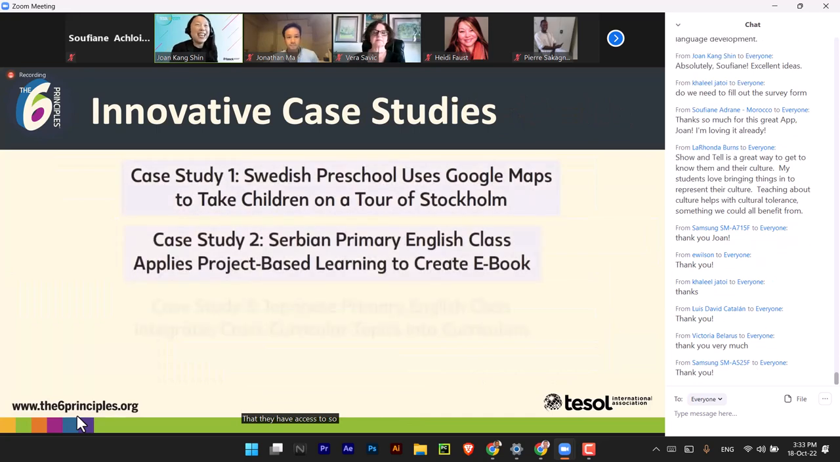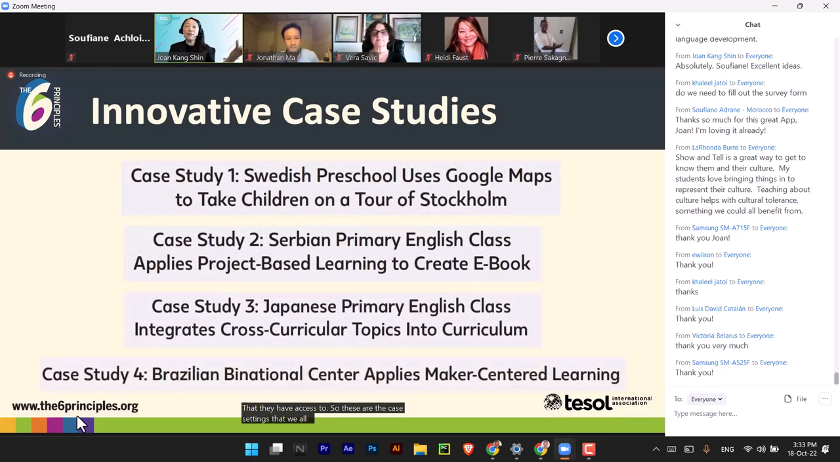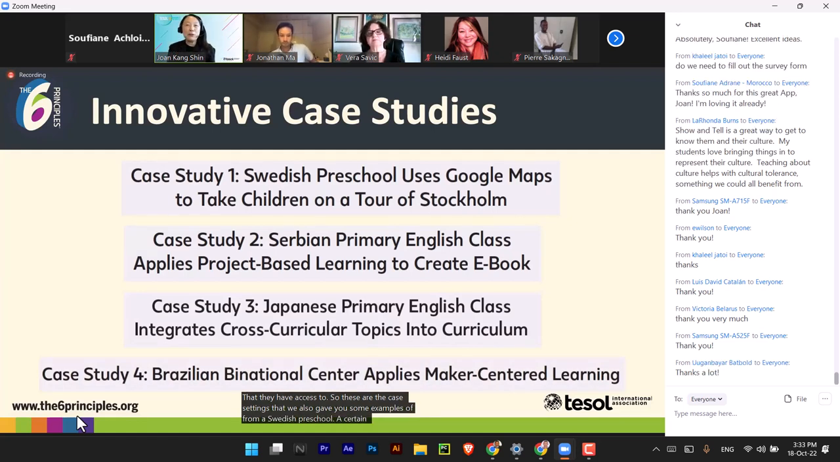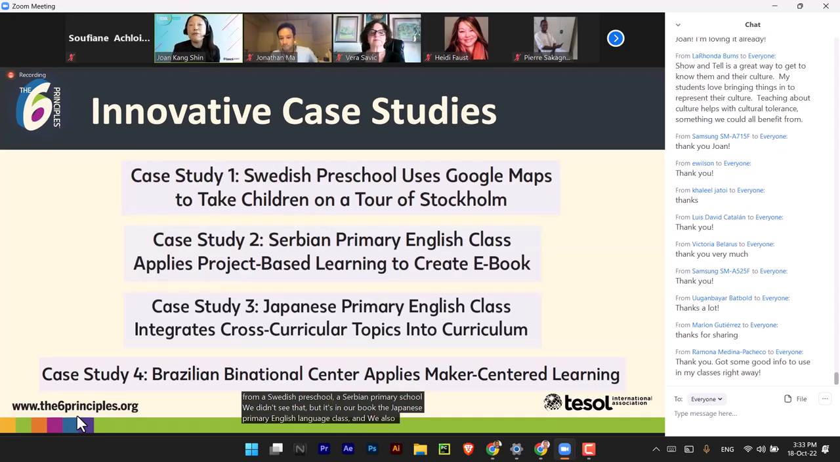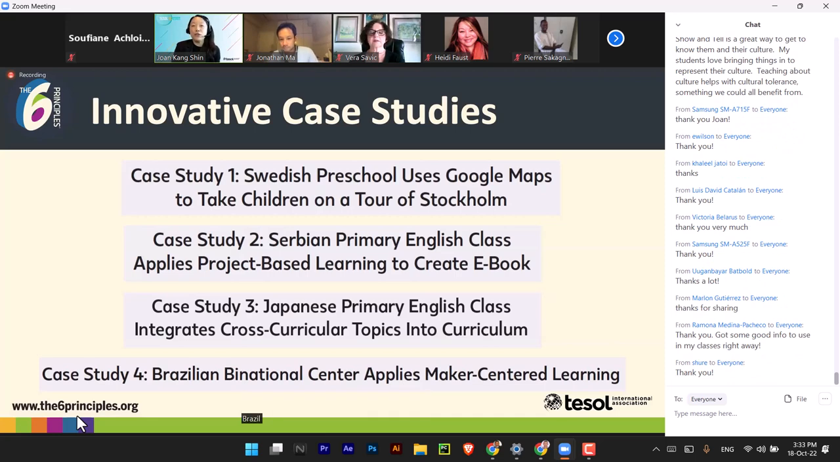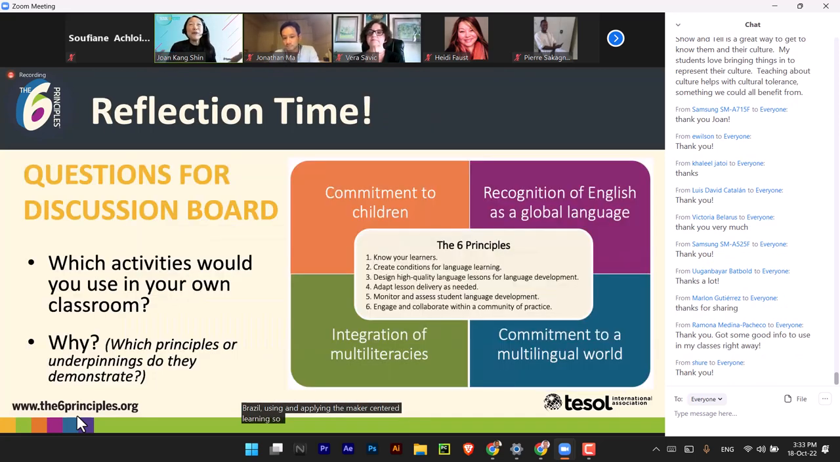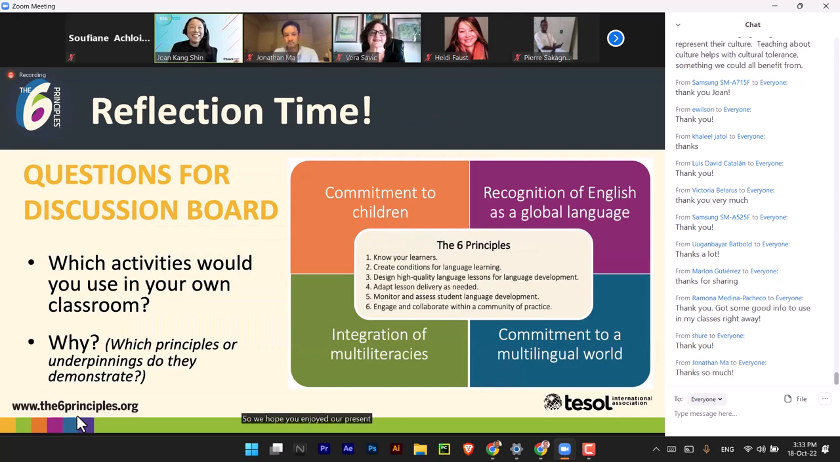These are the case studies we gave you some examples of: a Swedish preschool, a Serbian primary school, which we didn't see but is in our book, and the Japanese primary English language class. We also have a case study from Brazil, applying maker-centered learning. We hope you enjoyed our presentation, everyone.